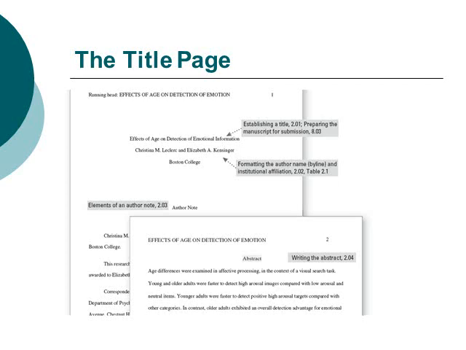So for many people, this title will not necessarily be the title of their exact paper. In this case, it is very similar, but not exactly the same. So the title of the paper is Effects of Age on Detection of Emotional Information, and the running head is Effective Age on Detection of Emotion.